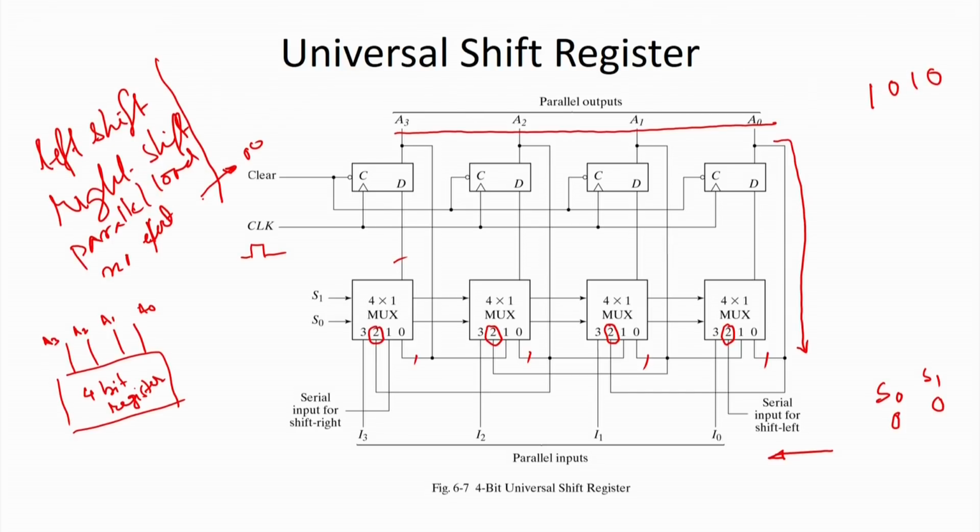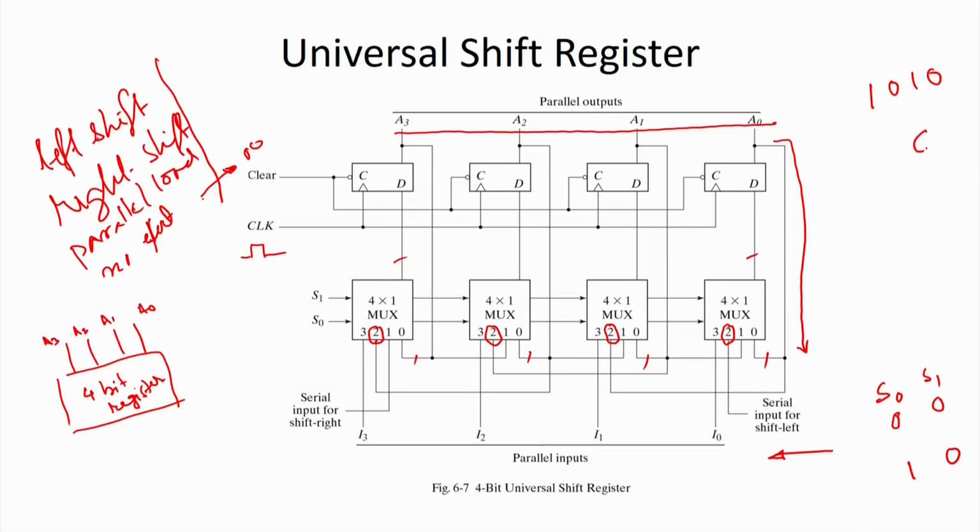Now, whenever I am giving the control input as 1 0, and I am selecting this particular signal, then what will happen? Whatever input I am giving is coming to this particular input signal, and it is available over here. Now, whatever output is there from A0 is coming as an input to the next flip flop. So, this is basically transferring information from A0 to A1, A1 to A2, and A2 to A3.